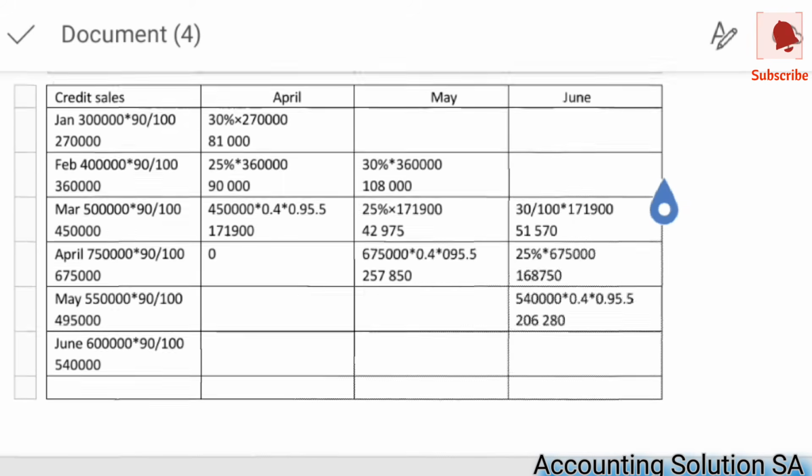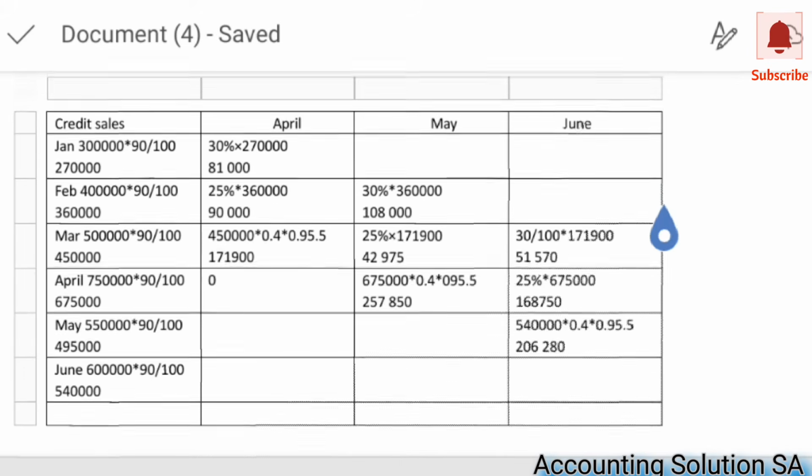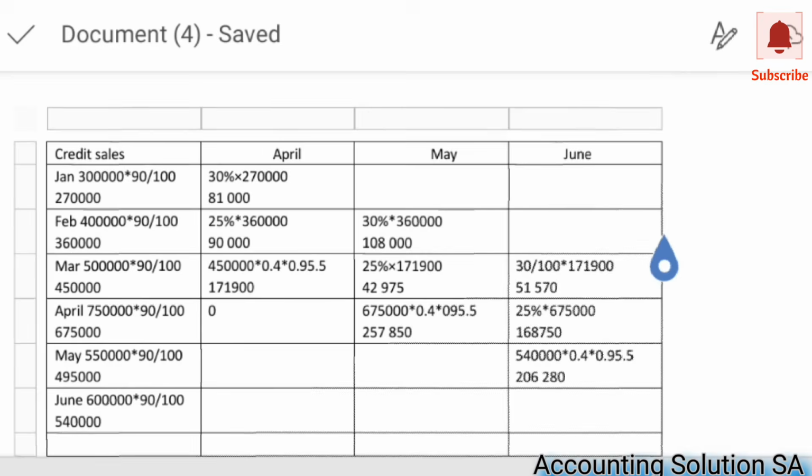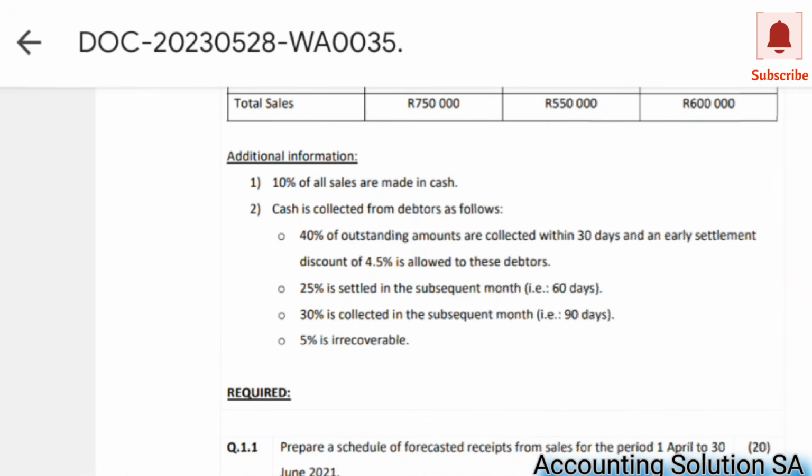As you can see, guys, here, now they are in order. So you have to make sure that they are in a vertical like this. It must be in a form of like a V. Then we are not done with that question, because that question wants us to answer: prepare the schedule of forecast received from sales.